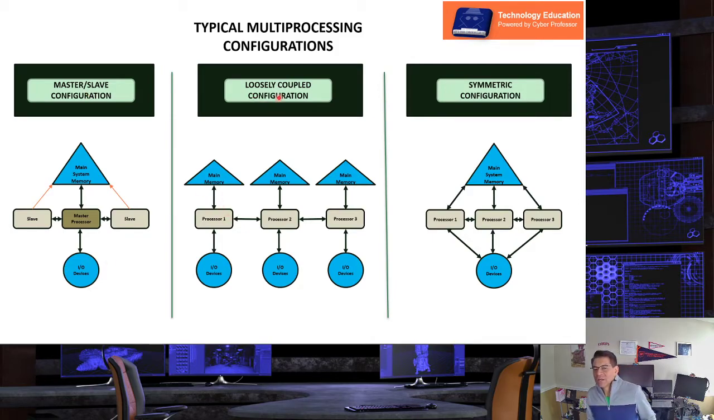Moving along to the loosely coupled configuration, that is the second multiprocessing configuration that we are going to discuss. We have the same number of CPUs or processors. We have 3: processor 1, 2, and 3. However, they are equal.